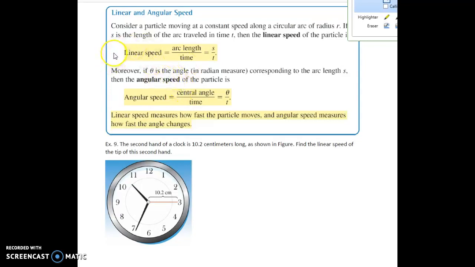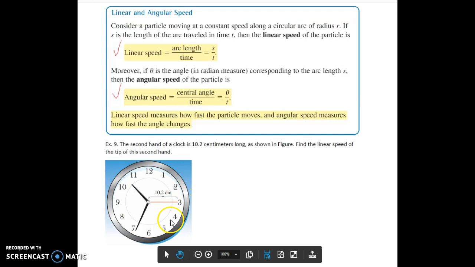Clearly in here, I am giving you two different formulas. These two formulas are formulas that you will need to know. But the most important part is that you understand that the linear speed measures how fast the particle moves, while the angular speed measures how fast the angle changes.